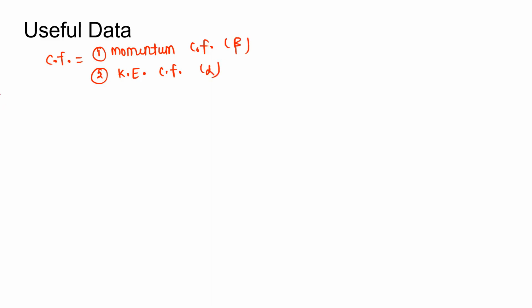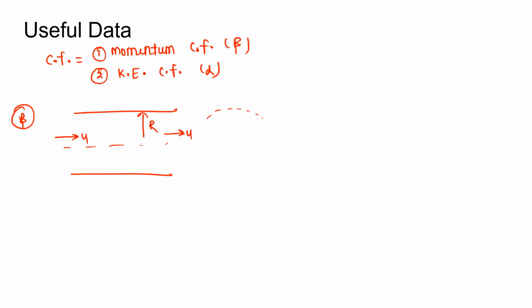Now coming to useful data for laminar flow through pipe, here we have two correction factors. The first one is the momentum correction factor and the second one is the kinetic energy correction factor. Momentum correction factor is beta and kinetic energy correction factor is alpha. Now talking about beta first, let's suppose we have a pipe whose radius is R and the laminar flow is moving with a velocity u.